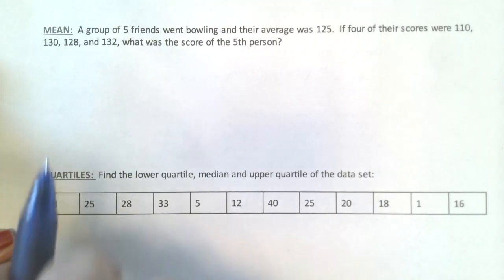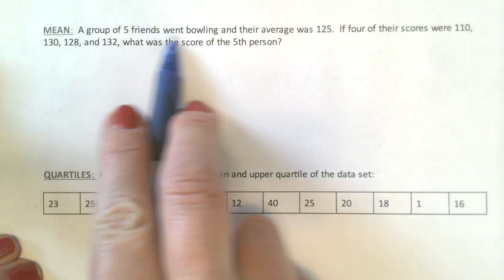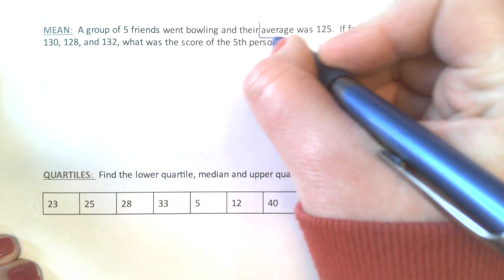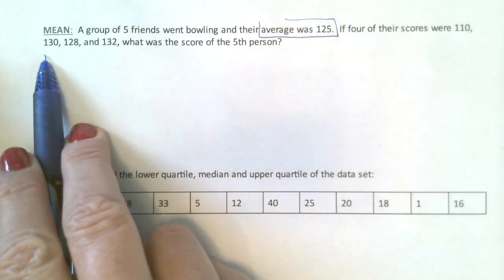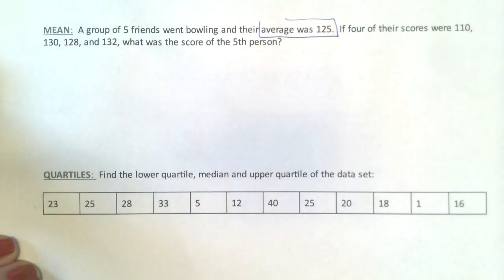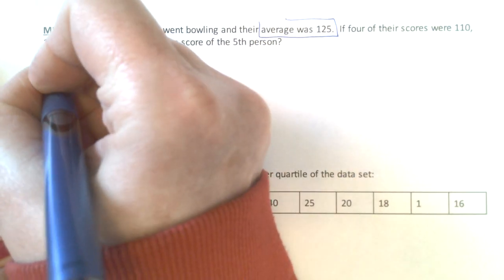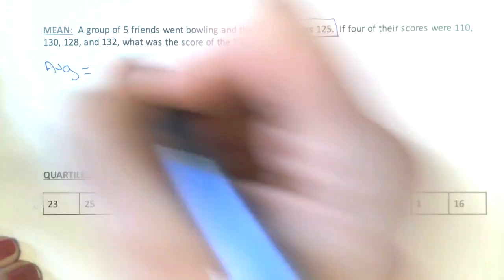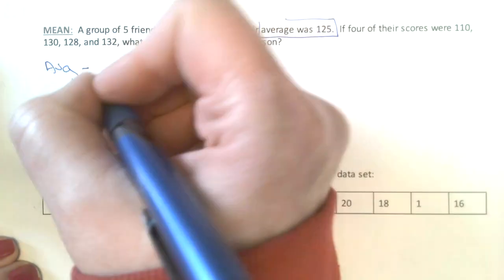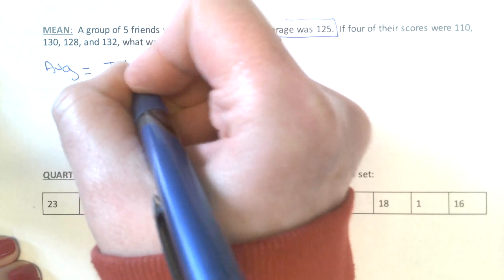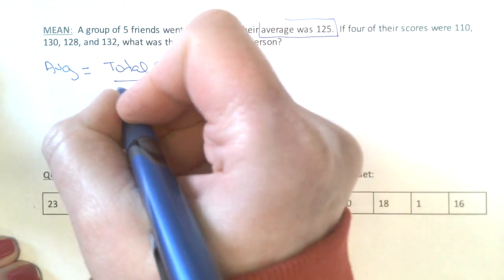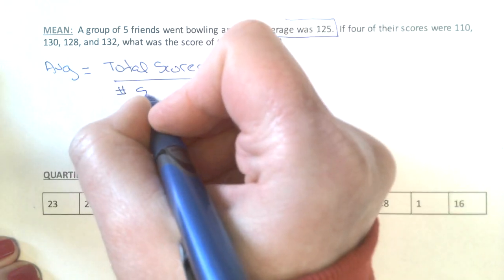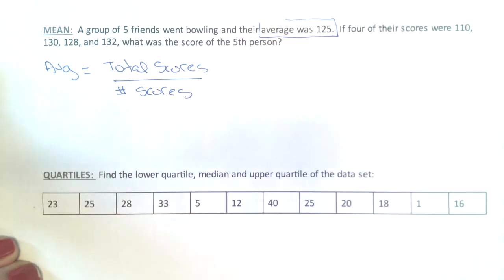Here's a different kind of mean problem. A group of 5 friends went bowling. Their average was 125. If 4 of the scores were 110, 130, 128, and 132, what was the score of the 5th person? So when you find the average, or the mean, the average is the total scores divided by the number of scores.